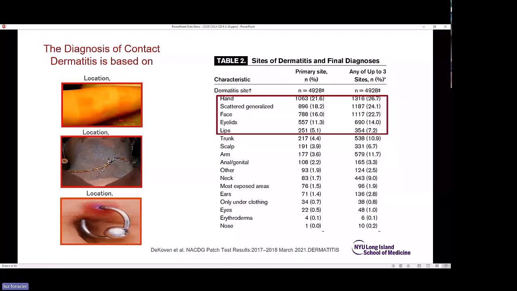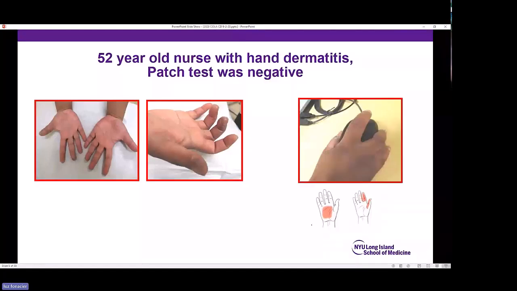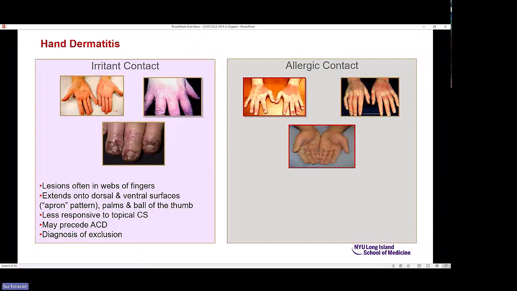This is a 52-year-old nurse who came to me probably about 5 years ago. I thought she had contact dermatitis. She definitely had hand dermatitis, and you will see the distribution here. I did a patch test, and the patch test was negative. So again, we went back to what she is doing, and she started doing this when everything became electronic. The final diagnosis with her, and it's been reported in the literature, is actually an irritant contact dermatitis. So there are differences between irritant and allergic contact dermatitis, especially of the hands.